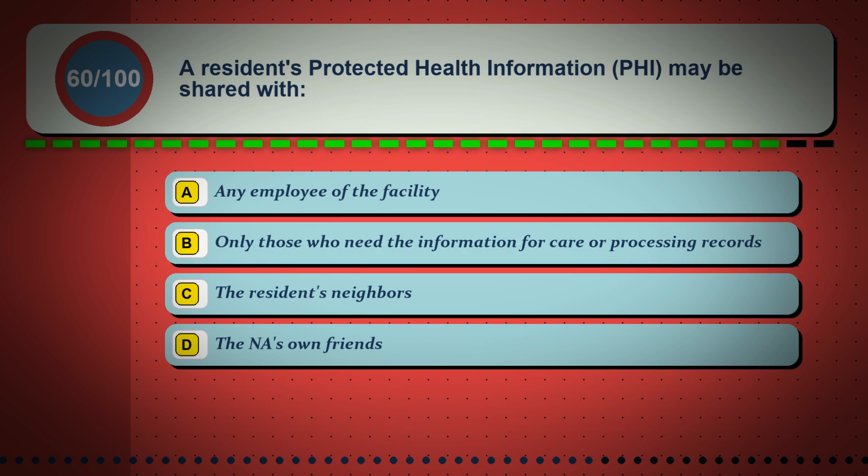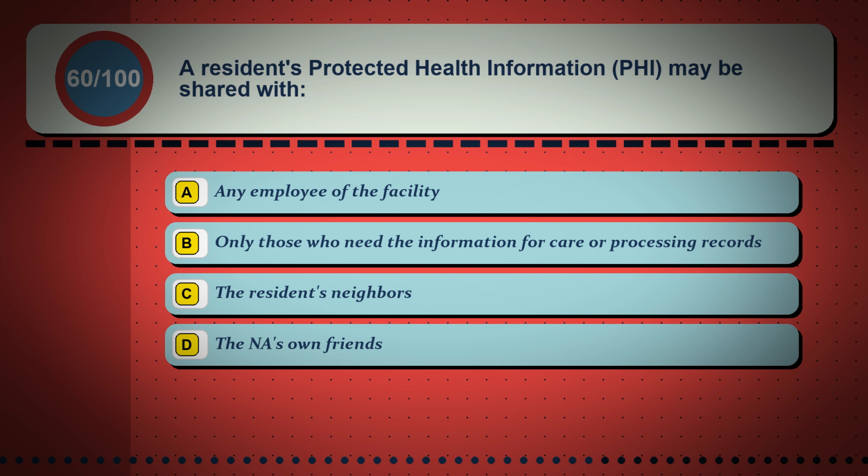Question 60. A resident's protected health information, PHI, may be shared with: Option A. Any employee of the facility. Option B. Only those who need the information for care or processing records. Option C. The resident's neighbors. Option D. The NA's own friends.